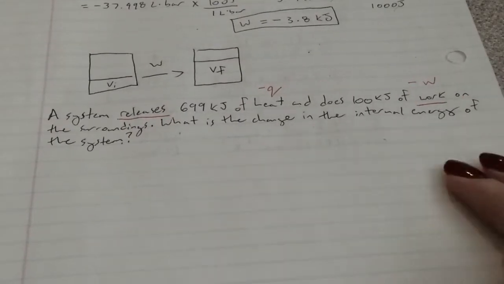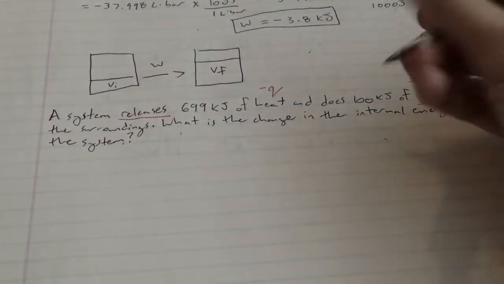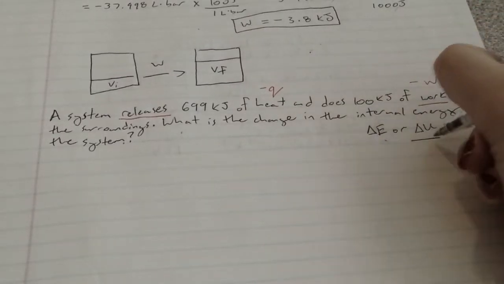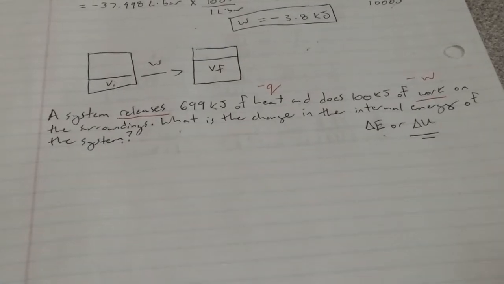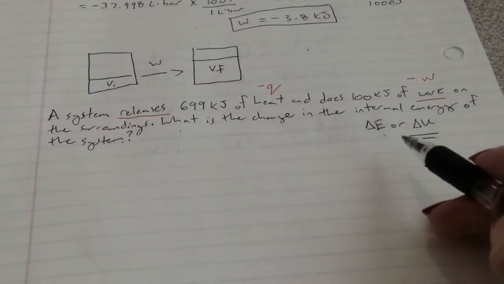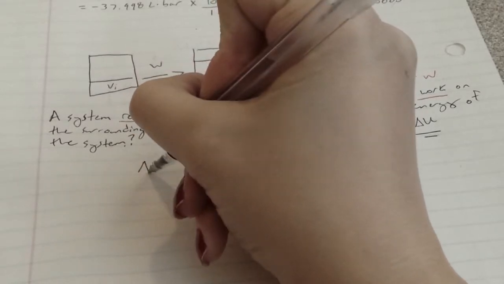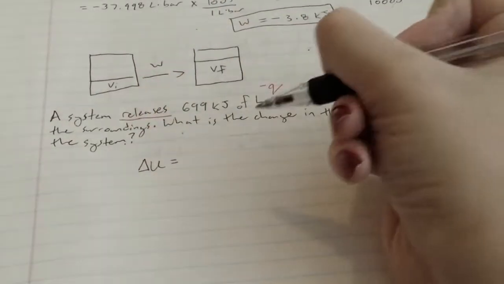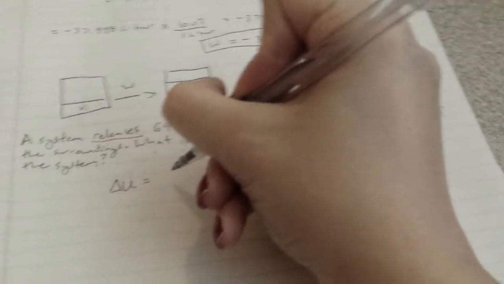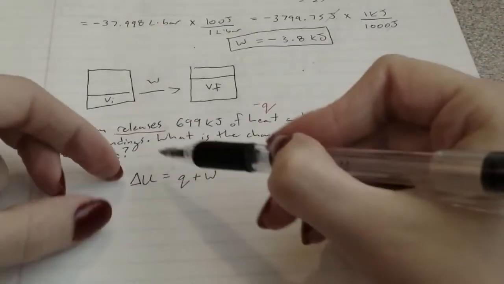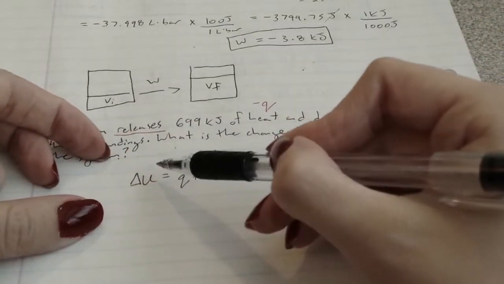So what is the change in the internal energy of the system? The internal energy of a system can be written two ways, and I've seen it done for both. It can either be delta E or delta U. This one is a little bit more common in calorimetry that I've seen in first year chemistry, so I would suggest using this one. But when we're doing any sort of internal energy problem, we're just finding the sum of everything being done. So really it's the heat plus the work being done that is the total energy in this system.